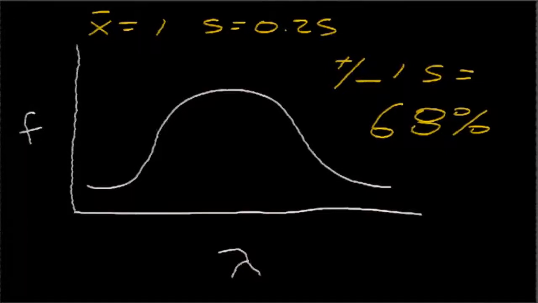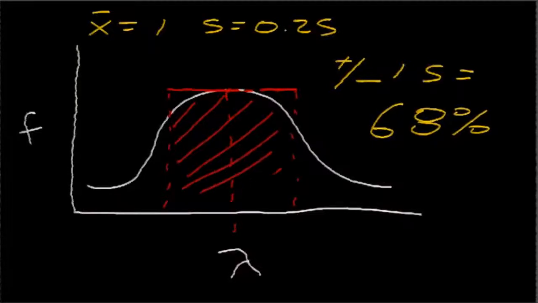So if our mean here is 1, and we go out plus or minus 0.25, the data in this range here are about 68% of all of our data points. What would we expect? This is 0.75, and this is 1.25 at this end. So that's basically 0.25 plus or minus our mean.